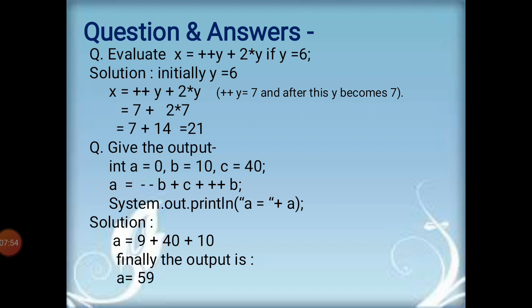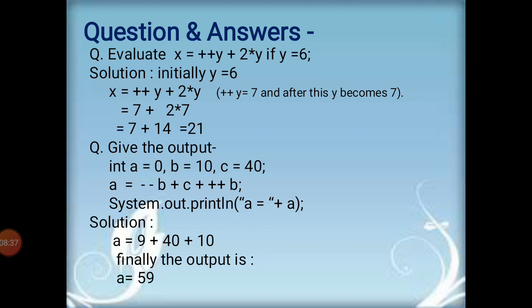Now I will discuss some questions and answers based on these postfix and prefix operators. The first question is: evaluate x is equal to plus plus y plus 2 into y, if y is equal to 6. So the solution is, initially y is equal to 6, and as per our expression x is equal to plus plus y plus 2 into y. Here we have used the prefix version of y, plus plus y. It means first change then use. So our value is 6, then first it changes, increases by 1. So plus plus y is 7, and after this y becomes 7.